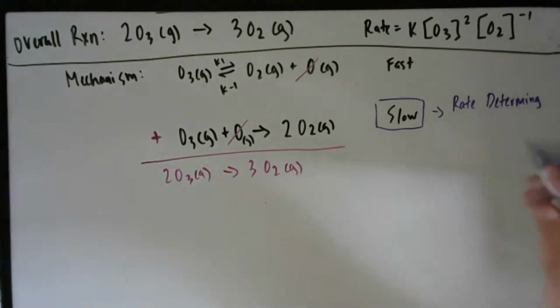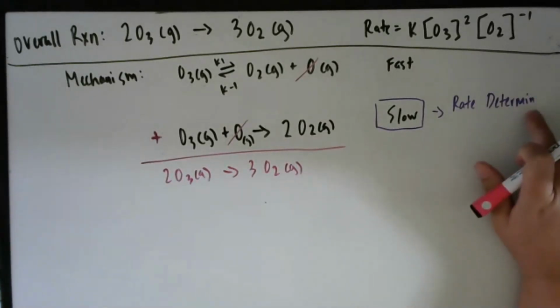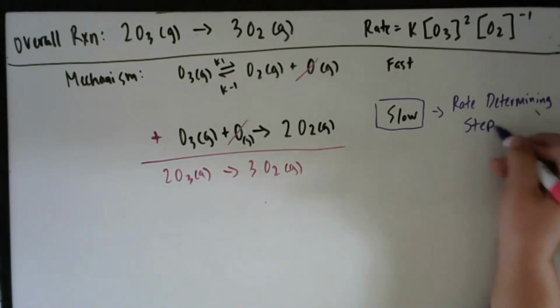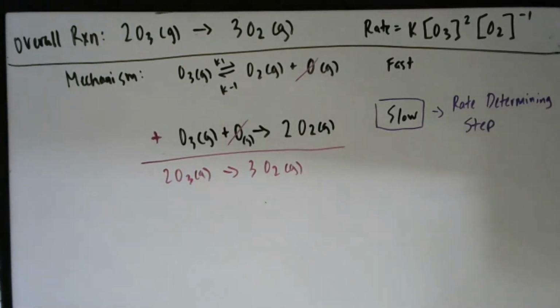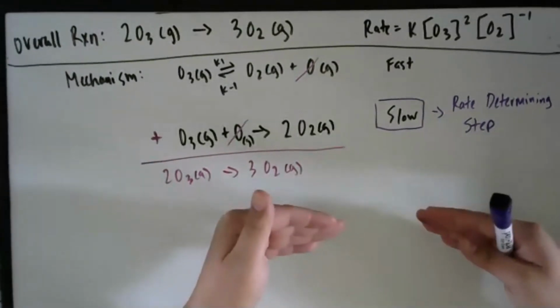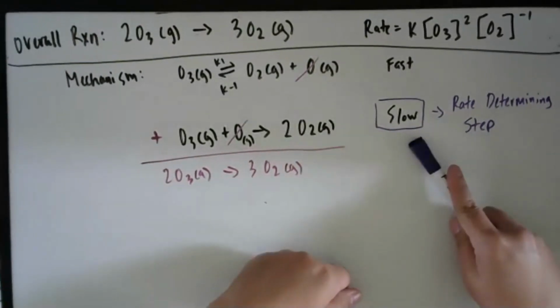Your slow step is always going to be your rate determining step. I like to describe this to people like if you have a group of friends and you're walking from point A to point B, it doesn't matter how fast of a walker you are. If you've got one slow friend, you all are only getting to your destination as fast as that slow person can go. Okay, that's the slow step.